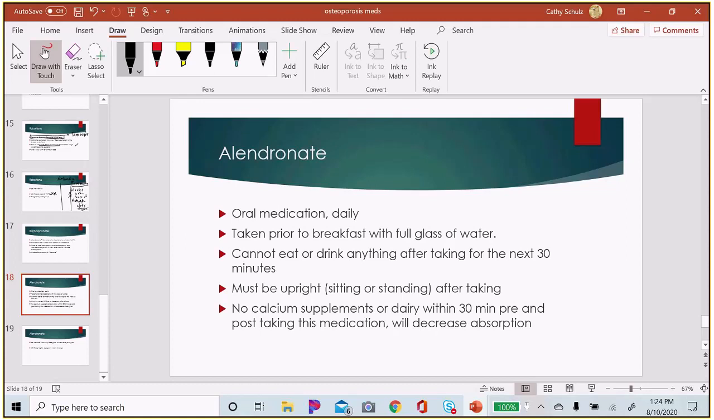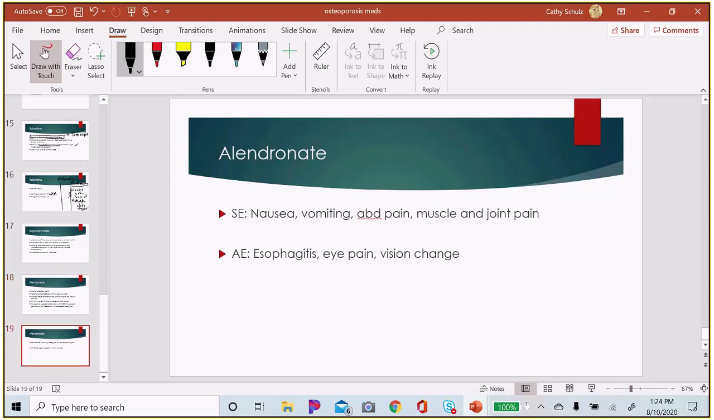You should be sitting or standing. So that's extremely important directions. You take the medication, full glass of water, first thing in the morning, and then you have to remain upright for a full 30 minutes. And that's because these medications increase your risk of esophagitis, which is inflammation that could potentially lead to ulceration of the esophagus. So you're trying to prevent that.